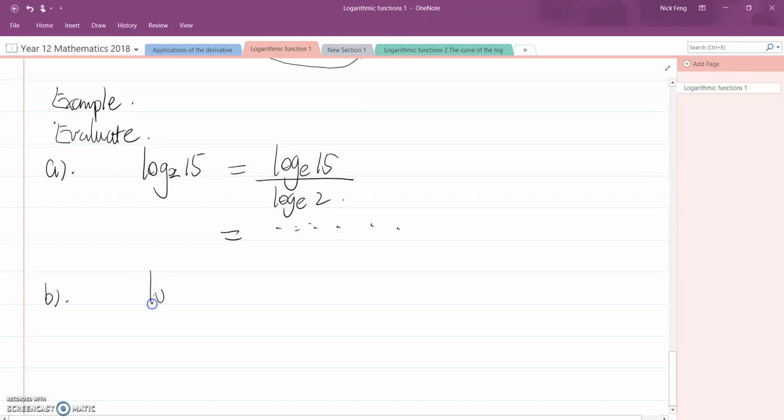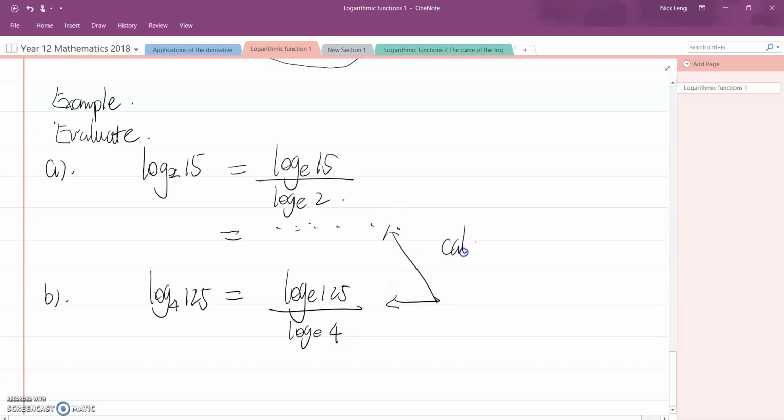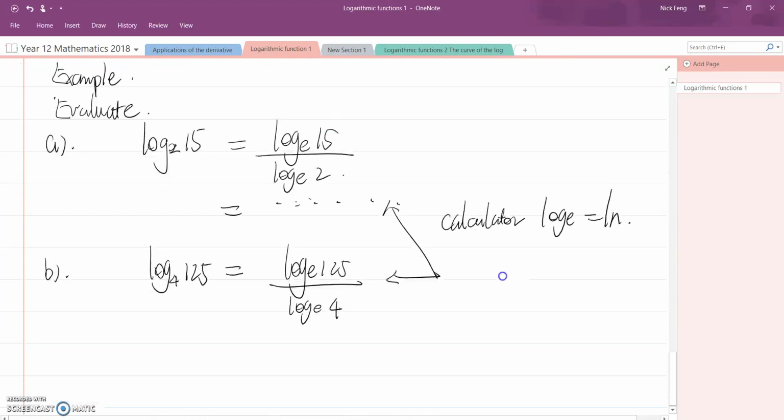So let's do one more. For example, log base 4 of 125. If you want to find an approximation of that using the calculator, just log base e of 125 over log base e of 4. So do remember these two things. In the calculator, LG is the LN button. I still call this log, because that's the most common base we're going to use.